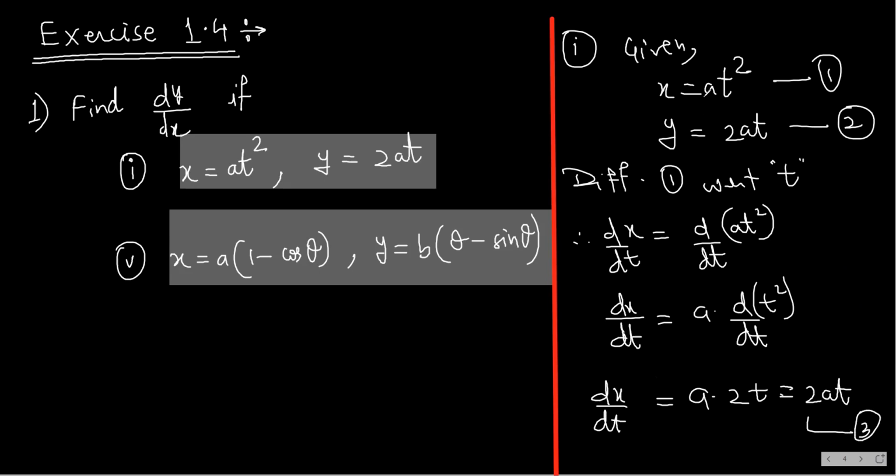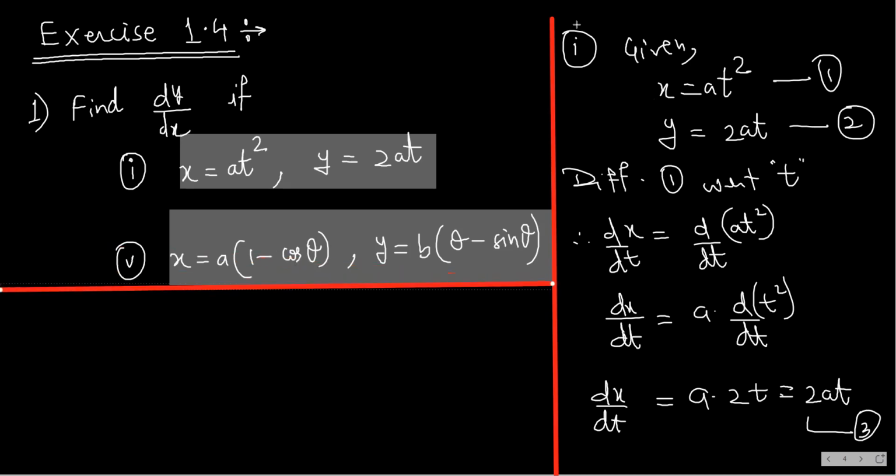Now here I write differentiating. I have got dx by dt. See, I got dx by dt when I differentiated the first one. Now I will get dy by dt when I differentiate the second one. Okay, let me do it on this page itself.